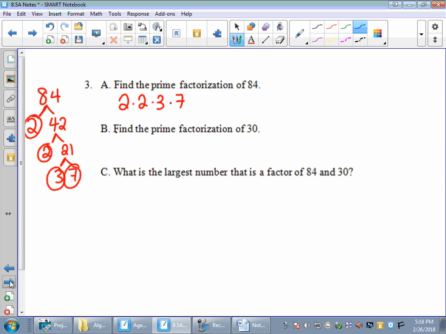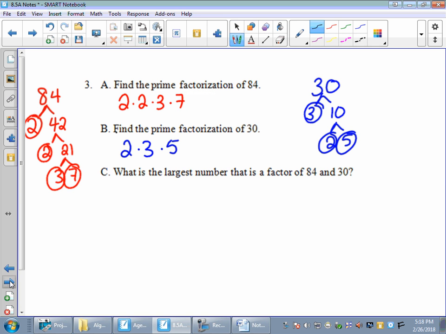Now let's find the prime factorization of 30. Start my factor tree with my number 30. 30 is the same thing as 3 times 10. 3 is prime. 10 is the same thing as 2 times 5. 2's prime, and 5's prime. Now let's go ahead and write those in order again. I have 2 times 3 times 5.